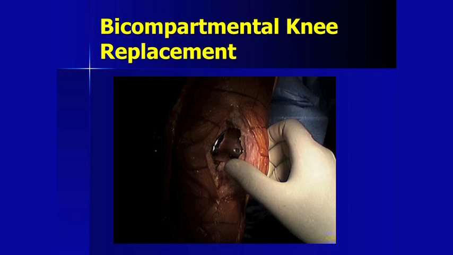Again, the outer part's completely worn down. The inner part is fine. Under the kneecap is fine. And there's a replacement on the outer part of the knee. And then this is a bicompartmental. So this is something that there's not a whole lot of data to say how well this works. Anytime I do this, I have a very, very serious discussion with the patient about is this what they want? Because there's not a whole lot of data to say how effective this procedure is.